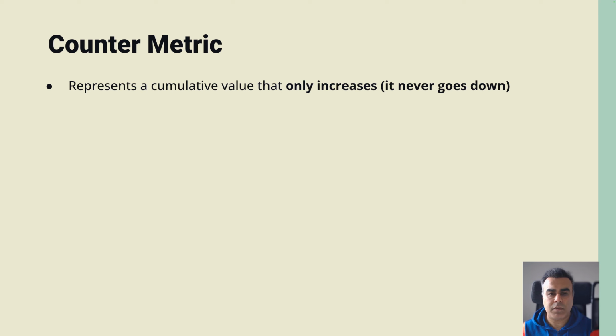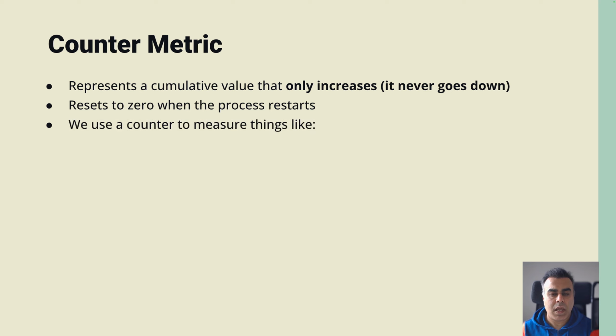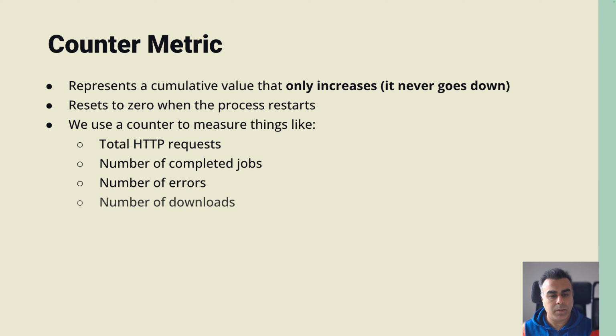So there are some examples for such metrics. For instance, the number of downloads. The number of downloads is a number that can go up and cannot go down. There are some scenarios where we can reset these metrics to 0, but overall, the counter metric is something that doesn't fluctuate. And there are some examples for this counter. For instance, the total HTTP requests is a great example. The number of completed jobs is incremental and never goes down. Number of errors, number of downloads, and number of emails sent. All of these are great examples of counter metrics.